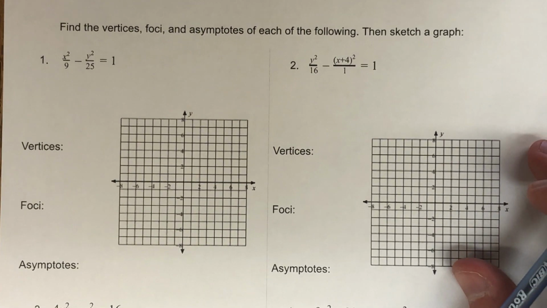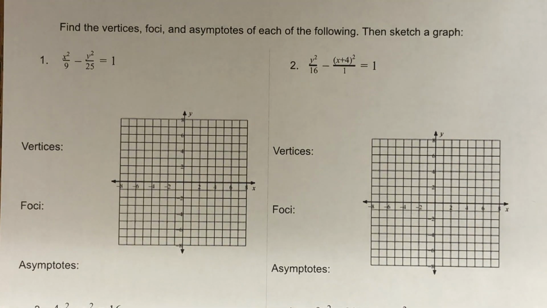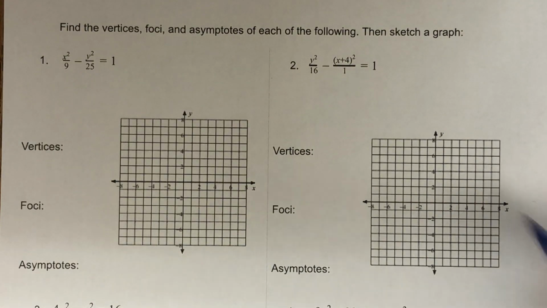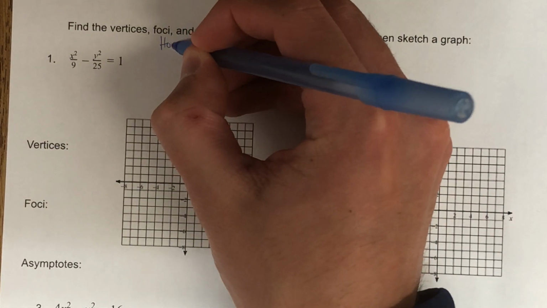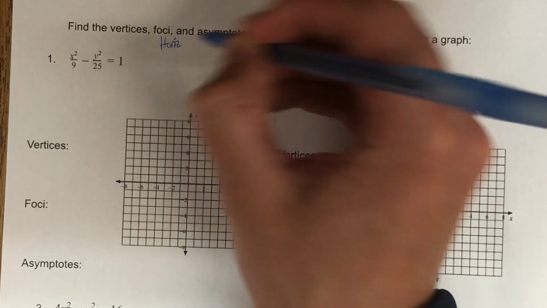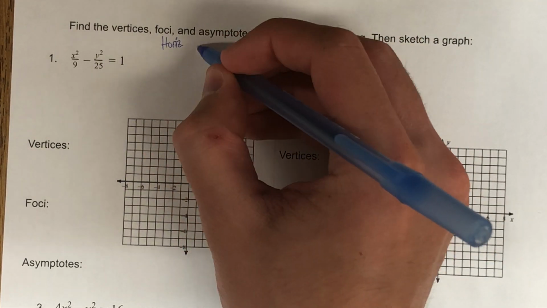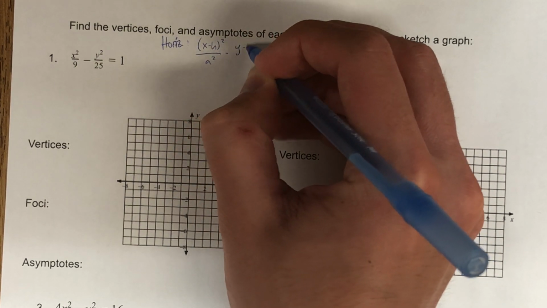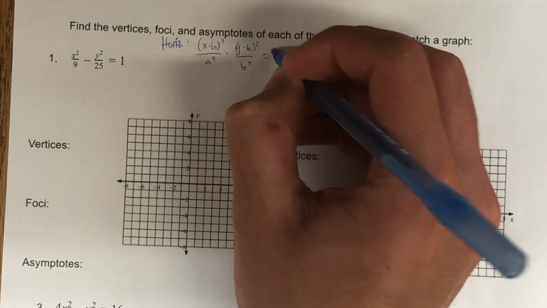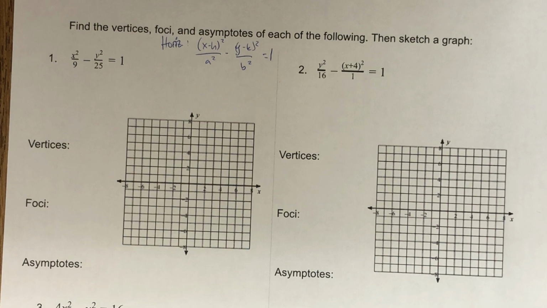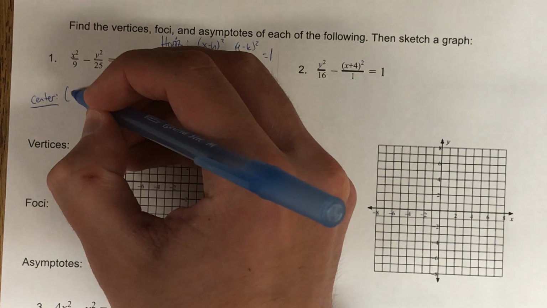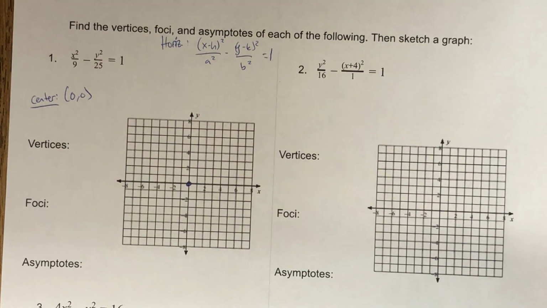Starting with number 1. We have x squared over 9 minus y squared over 25 equals 1. Another thing to mention is that they are always set equal to 1, like an ellipse. In this case, our x comes first, so we know it should be a horizontal hyperbola. Our general form is (x minus h) squared over a squared minus (y minus k) squared over b squared equals 1. So it's in general form. We'll start by finding the center. The center is not something it's asking us to find, but it is a valuable piece of information. The center here would be at (0, 0), the origin.